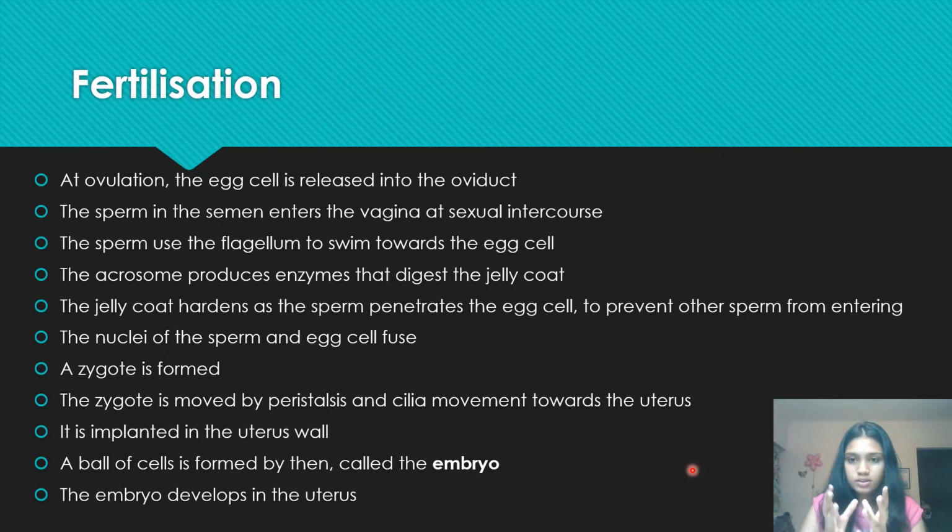Then this ball of cells, okay, that is formed, it's called a hollow ball of cells. That is how you describe your embryo. That is called your embryo, a hollow ball of cells. Okay, never forget that. Usually in questions they ask you for a 1-mark question, what is the hollow ball of cells that is implanted into the uterus wall? Embryo. No spelling mistakes. I've made it bold, so I'm not forgiving you if you lose your mark there. Okay, I'm just not.